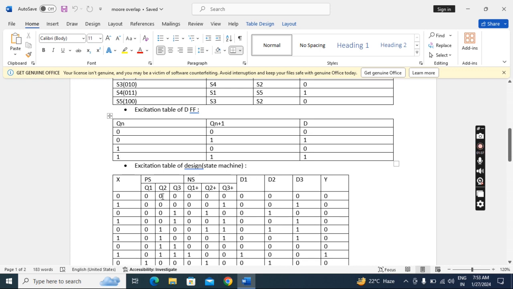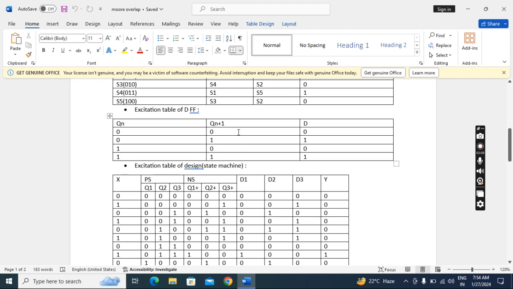And when present state q2 is 0 and the next state is 0, again we will get 0, see here, 0. And q3 also 0 and q3 plus also 0, again we'll get 0. Okay. So from this excitation table of D flip-flop, we can observe whatever the next state, that will be the D. That's why whatever the next state, I am writing as D. Okay, this is the benefit of using D flip-flop. We can easily write next state values in the D.